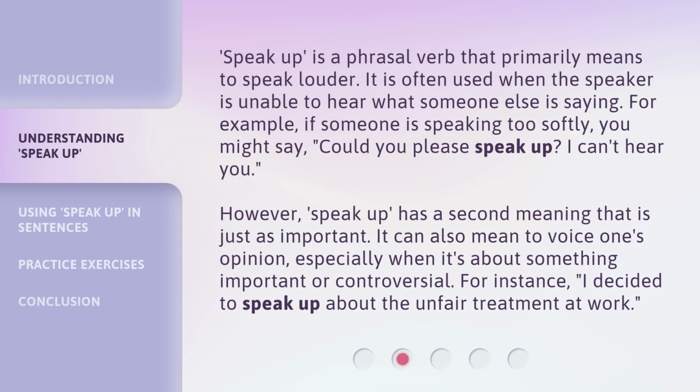Speak up is a phrasal verb that primarily means to speak louder. It is often used when the speaker is unable to hear what someone else is saying. For example, if someone is speaking too softly, you might say, "Could you please speak up? I can't hear you." However, speak up has a second meaning that is just as important.